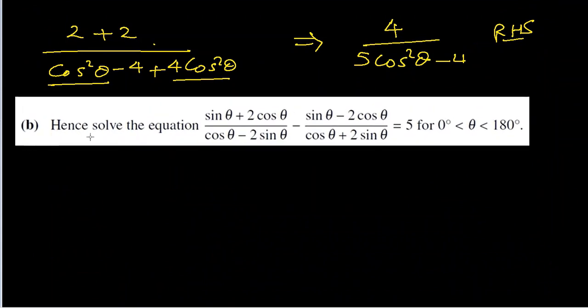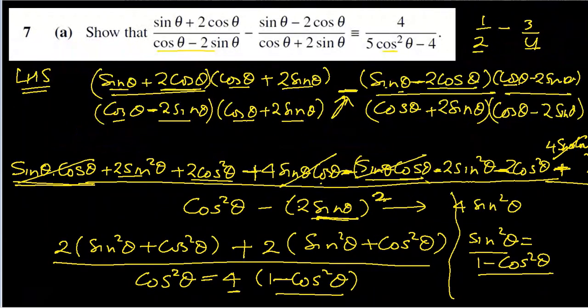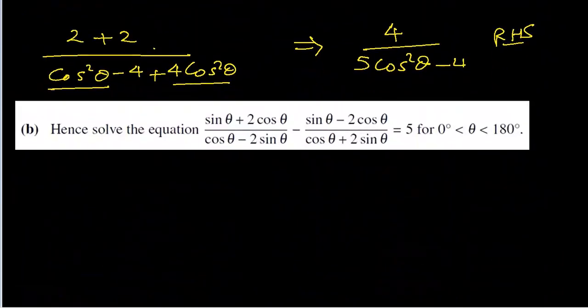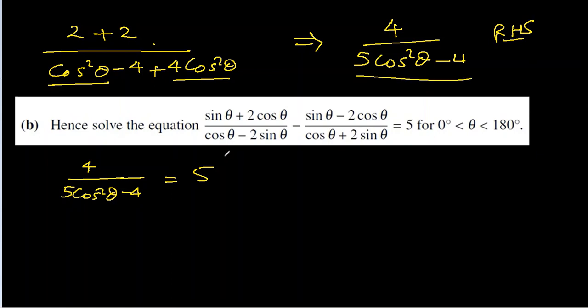Okay, let's go to the B part. Hence, solve the equation this equal to 5. I hope there is no difference. Sine theta cos 2 theta. Okay, exactly the same. So in place of this left hand side, we will write the proven right hand side, and that will become our new equation. So 4 over 5 cos square theta minus 4 is equal to 5. This is what our equation becomes, because this has been replaced by its equivalent.